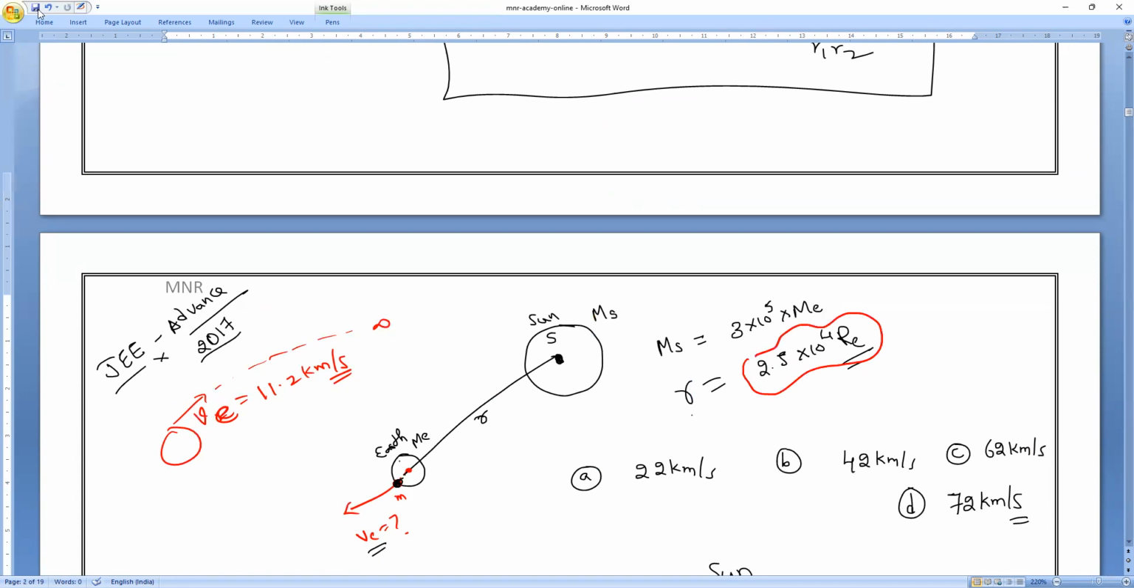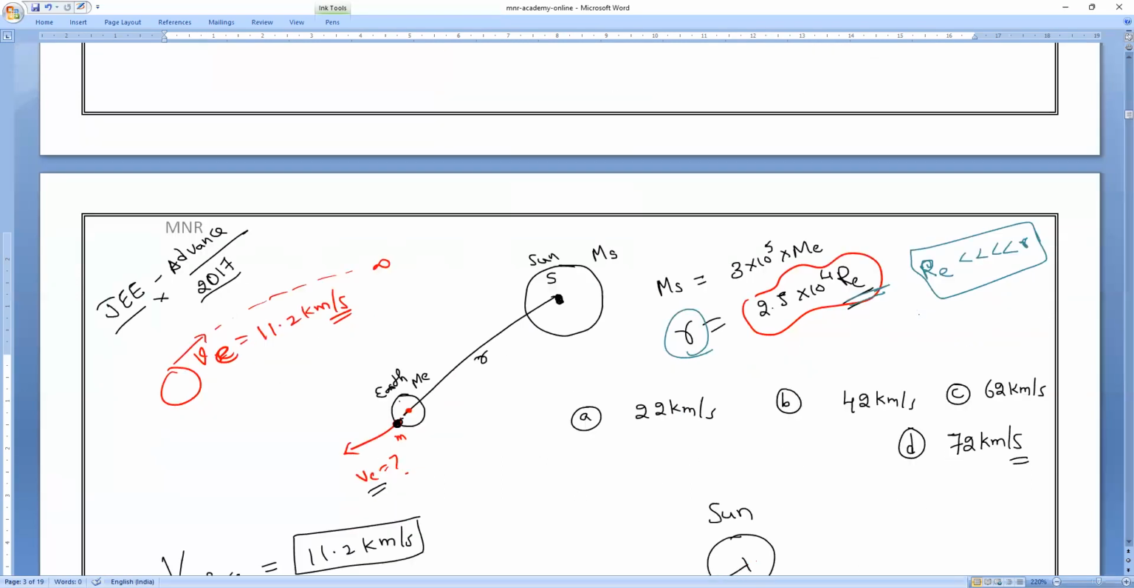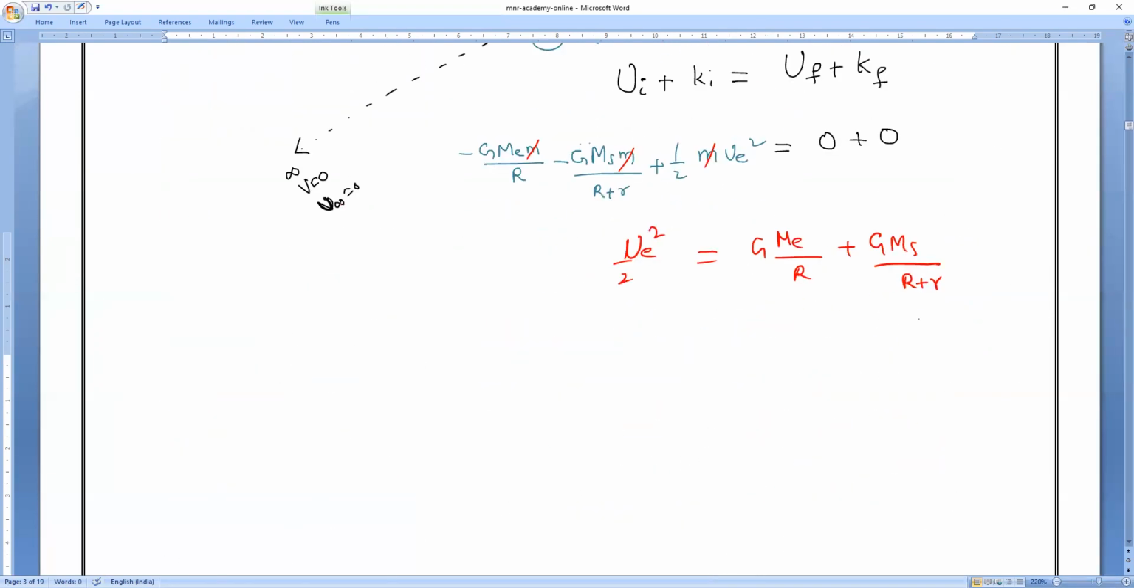Here r is 2.5 into 10 power 4 times the radius of the earth. Compared to R, the radius of the earth is extremely small. Am I right or wrong? Do you understand this point? So what does it mean? R plus r is approximately equal to R, since the radius of the earth is very small.